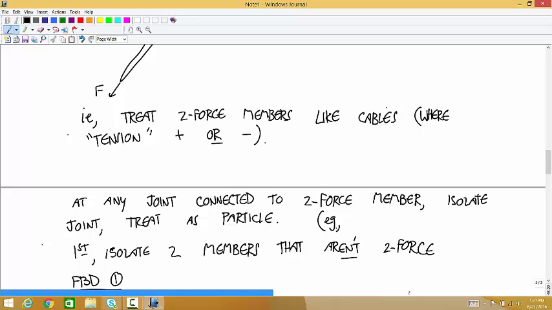Okay, so in this example, the joints that we have to isolate are A and B, because those are the two pins that are connected to two force members. Using the full approach, we treated A like it was part of member 1 and B like it was part of member 2. But now we're not going to do that because those are connected to two force members. So we're going to isolate A and B on their own.